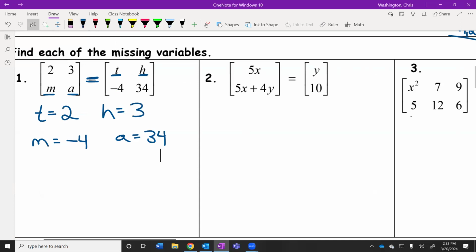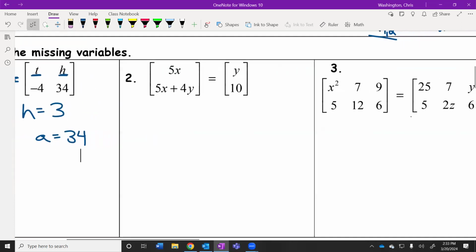Number 2, we have a 2x1. This is actually a 2x1. We have 2 rows and 1 column. So we can say that these are equal because they have the same dimensions, and there's a big equal sign in the middle. But if they are equal, what can we say about 5x and y? They have to be equal. We don't know what x and y are yet, but I do know that 5x and y have to be the exact same thing. And then what about 5x plus 4y has to equal 10?